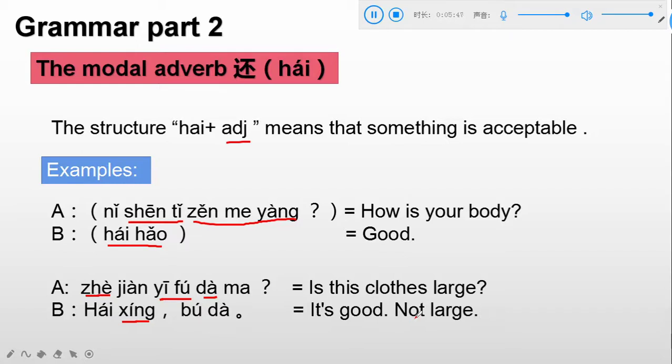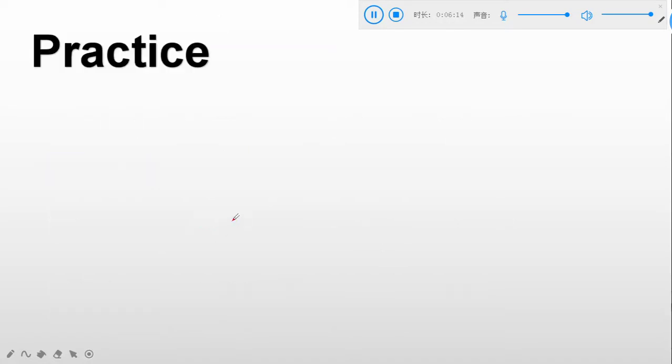So this is grammar part 2. In this part we just went through the modal adverb 还. 还 always comes with an adjective. You see, 还好, 好 is good. 还行, 行 is okay. Both of these words are adjectives. That's all for grammar part 2. Now let's take a look at the practice.